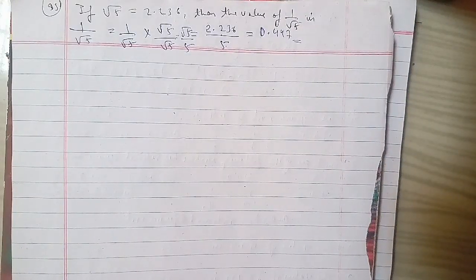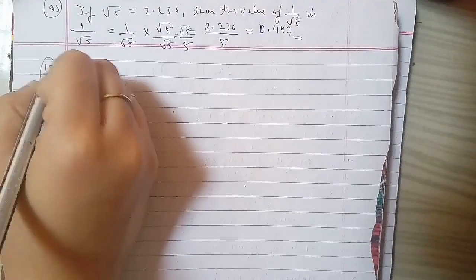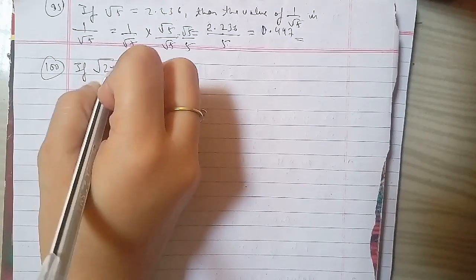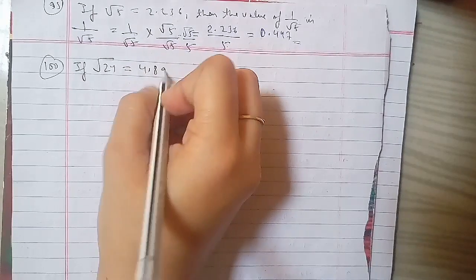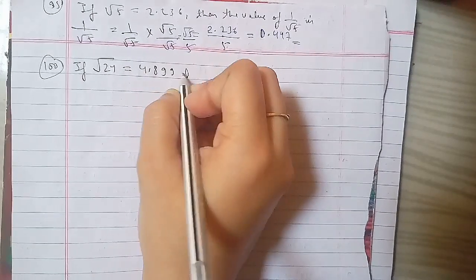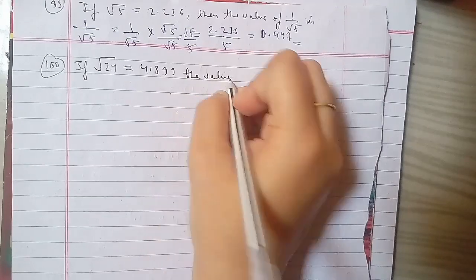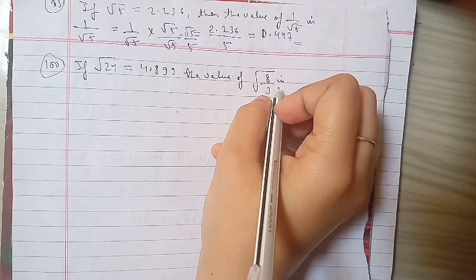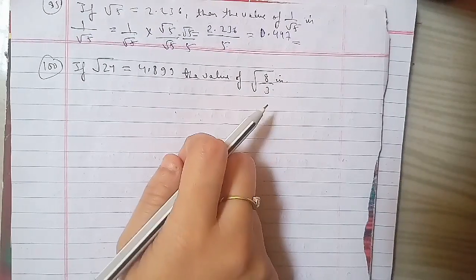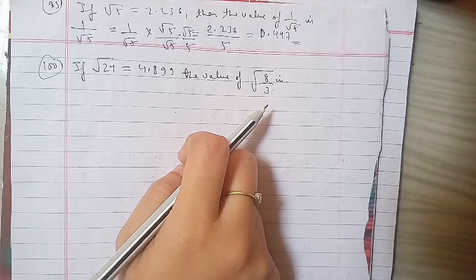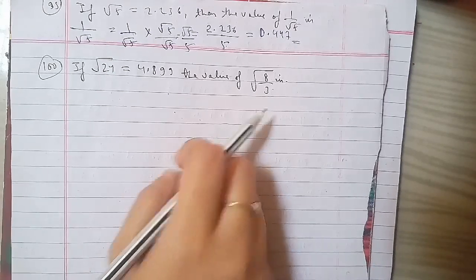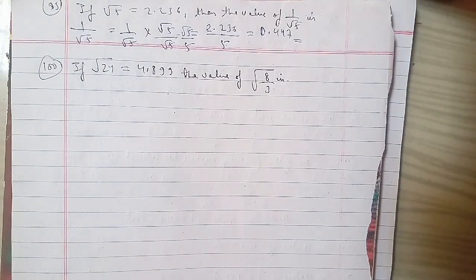Now we'll go ahead with another question, that is your 100th question of the session, even though we had reached the century as well. If root 24 equals 4.899, the value of under root 8 upon 3 is? The options we have are 0.544, 1.333, 1.633 and 2.666, and we have to answer it.